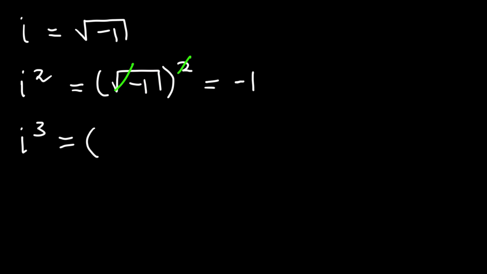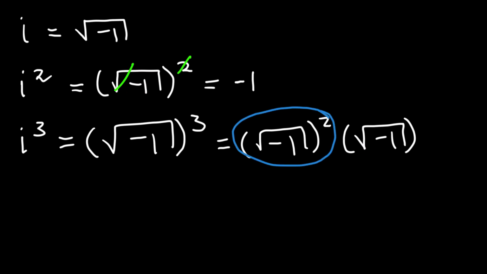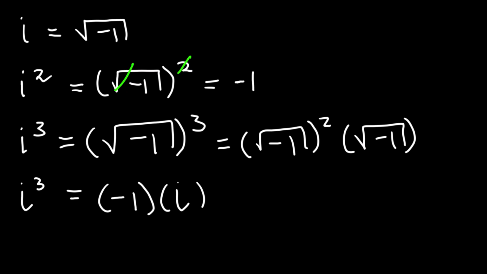Now what about i raised to the power of 3? This will be equal to the square root of negative 1 raised to the power of 3. And this is the same as the square root of negative 1 raised to the power of 2 times the square root of negative 1. And we know that the square root of negative 1 to the power of 2 is equal to negative 1, and then the square root of negative 1 is equal to i. Therefore, i raised to the power of 3 will be equal to negative 1 times i, and this will be equal to negative i.